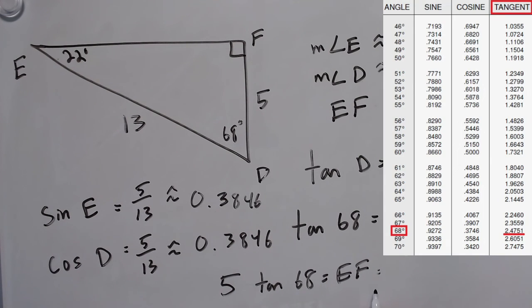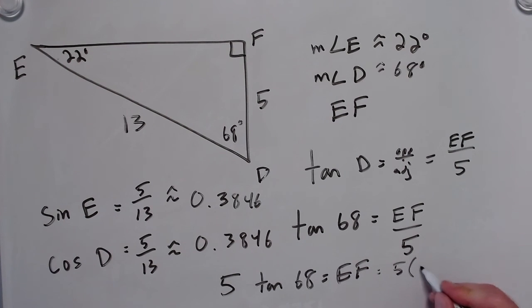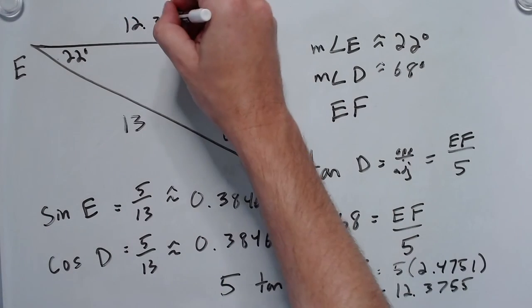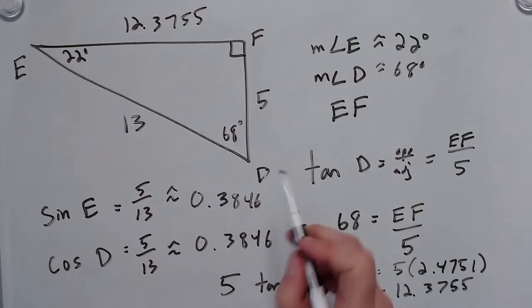If you go into your trigonometric tables, you'll see that the tangent of 68 is 2.4751. So this is 5 times 2.4751. All I did was look up the tangent of 68 in the table, and it's 2.4751. We've got to multiply by 5. That gets us 12.3755. So we can put that up here, 12.3755.